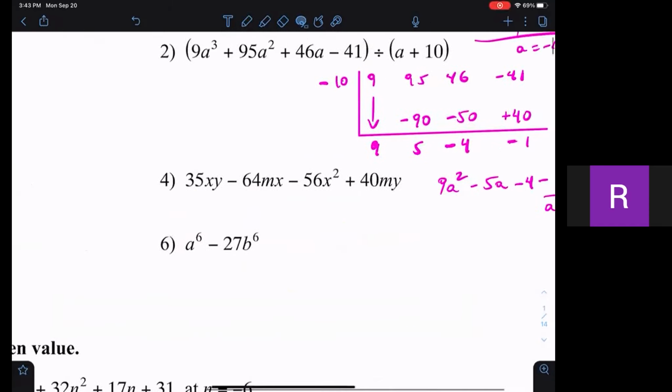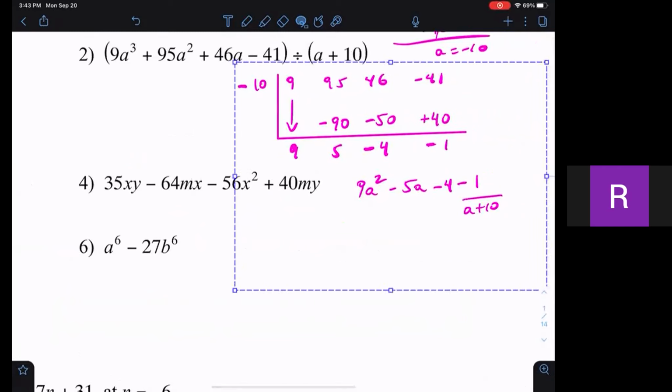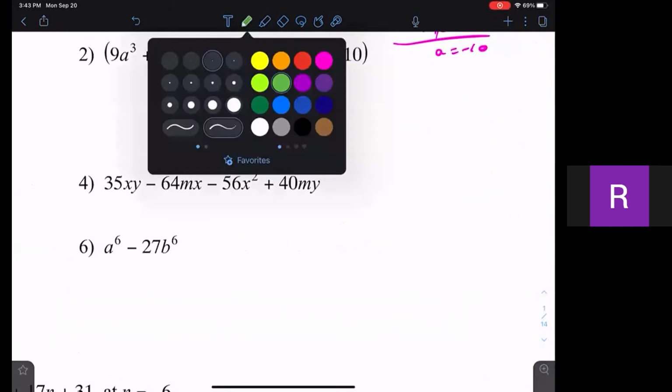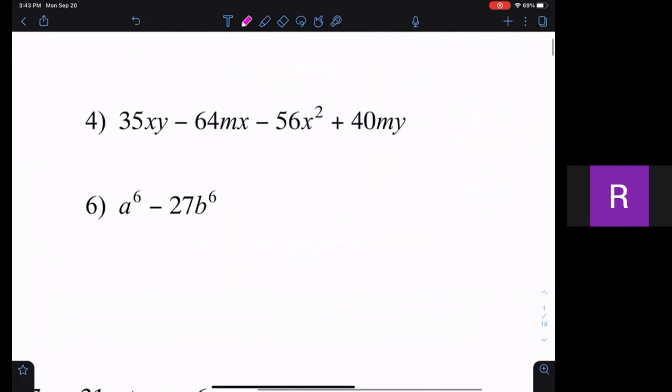Next. Okay, next. Here I have what? If I do this, I have 7 and 5. This is 8 times 8, so that's not going to work, right? So let's rearrange in a different order. Maybe we can put these two together: 35xy plus 40my minus 64mx. If I put it like that, that's not going to work out. So I'm going to put the smaller first, and then the bigger after.